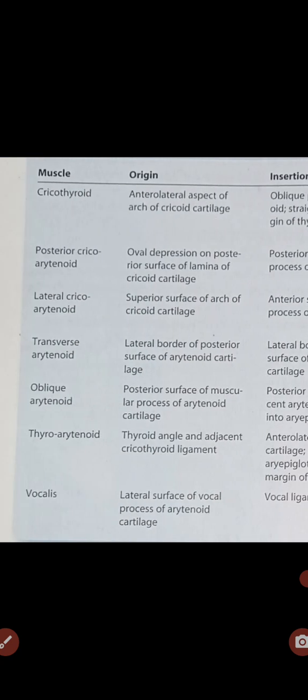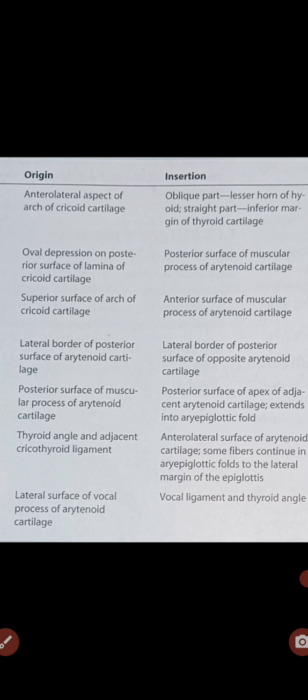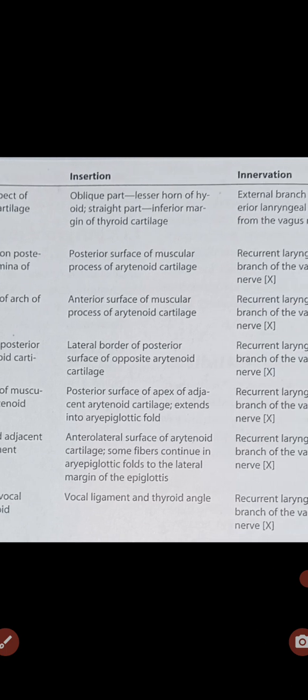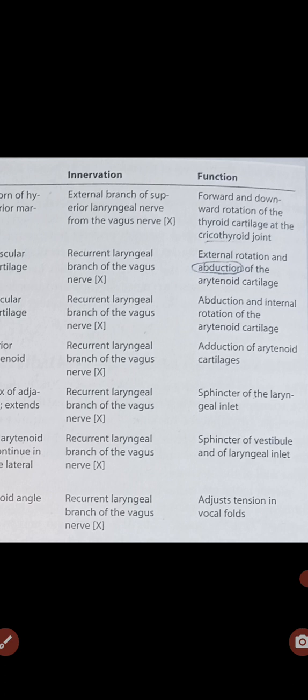Next is the posterior cricoarytenoid. Origin is from the oval depression on the posterior surface of the lamina of the cricoid cartilage. Insertion is on the posterior surface of the muscular process of the arytenoid cartilage. Innervation is by the recurrent laryngeal branch of the vagus nerve, and function is external rotation and abduction of the arytenoid cartilage.